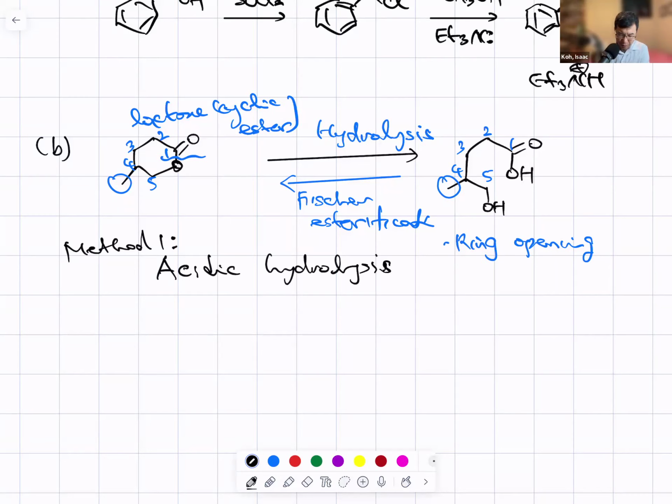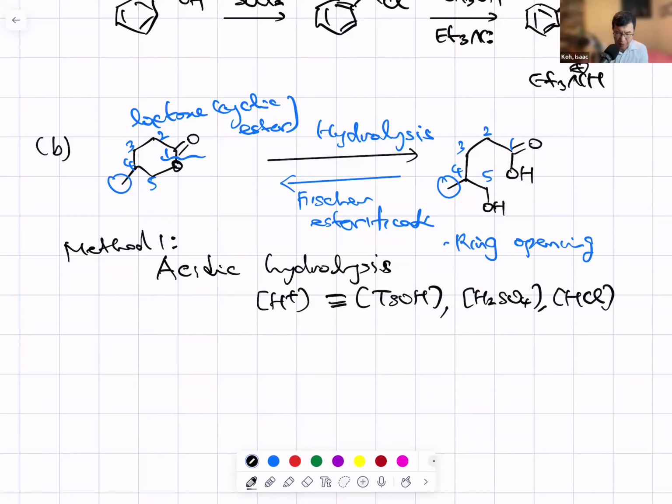So you are making a strongly acidic condition, meaning you can use paratoluene sulfonic acid, or sulfuric acid, or sometimes hydrochloric acid, making an acidic condition, or the second method, in aqueous solution with water together.